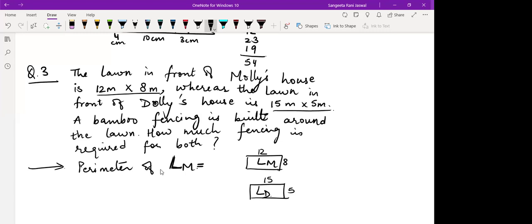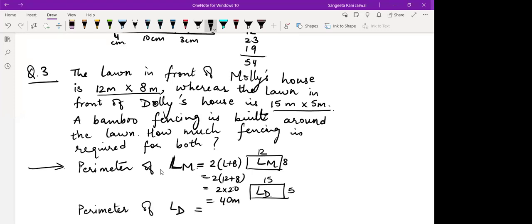Perimeter, not the area, perimeter. How do you find the perimeter? 2 into L plus B, length plus breadth. So length and breadth are 2 into 12 plus 8. So that will be 2 into 20. So it will be 40 meters. I think you have found the area. Okay, ma'am. Next, Adya, you tell me the perimeter of Dolly's lawn.